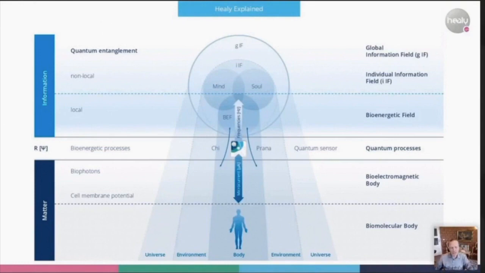And here you see Healy in the very center. In the very center of this picture is Healy. So what is the center? The center is a level which I call the quantum processes. The level of the quantum processes is dividing our world in two halves. One half is below, we can just call it matter, and the other half is above, we call it information.